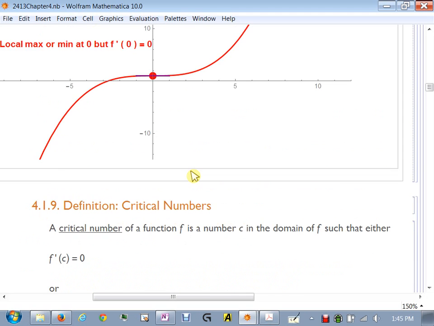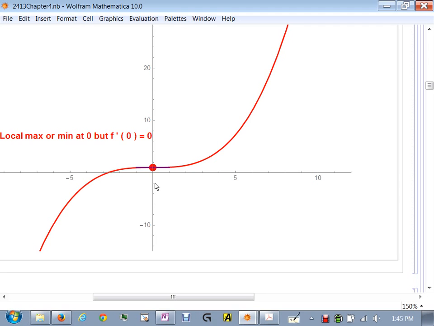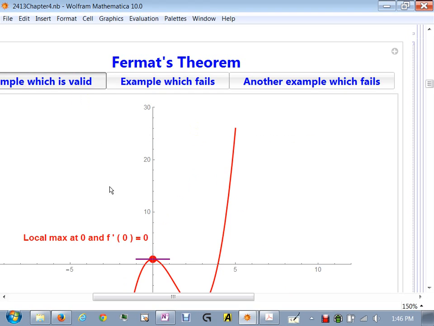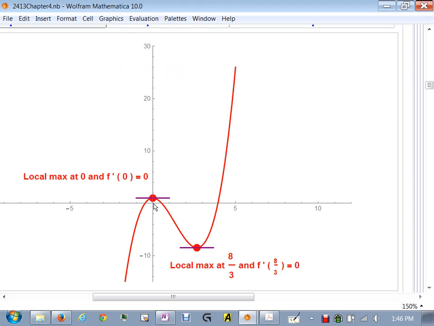So let's go back to these pictures. Right here, Fermat's theorem. Do we have a local max or min? No, we can't even talk about that then. How about this one? Do we have a local max or min? Yes. Fermat's theorem guarantees us that either the derivative is 0 or the derivative doesn't exist there. Is the derivative 0? Does the derivative not exist? Yes. That's what the theorem is saying. Here, we have a local max. Does the derivative exist there? Yes. It's 0, right?